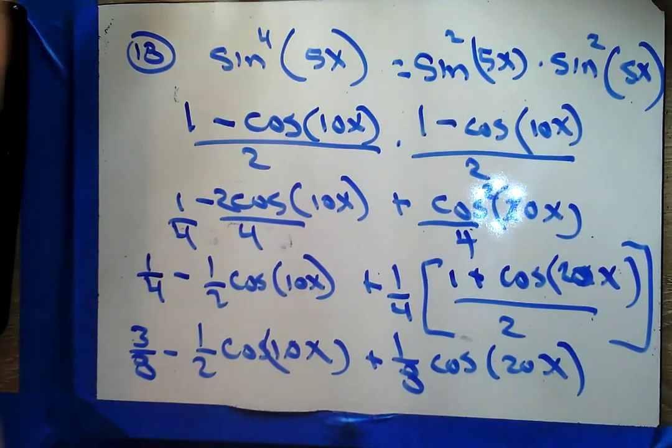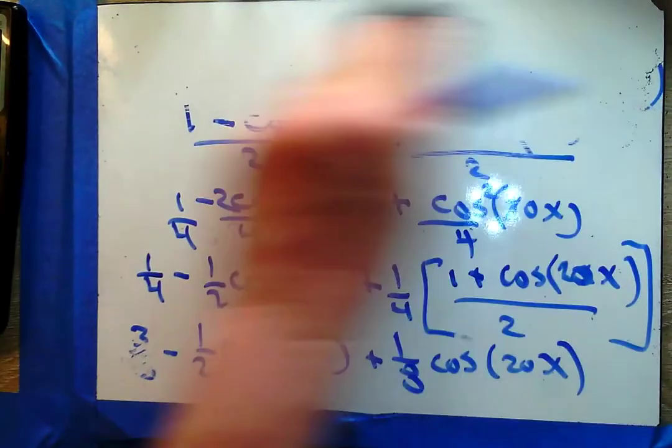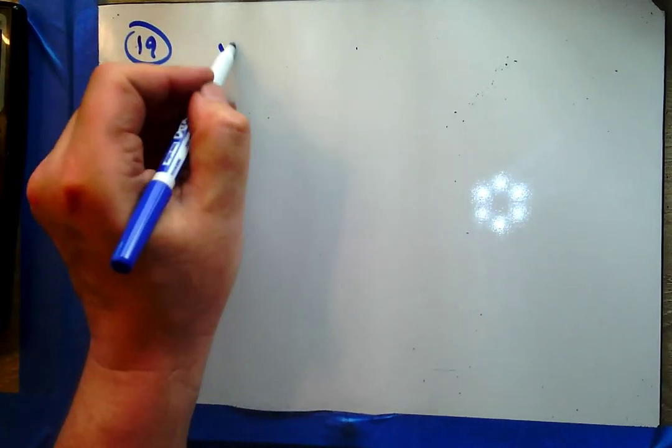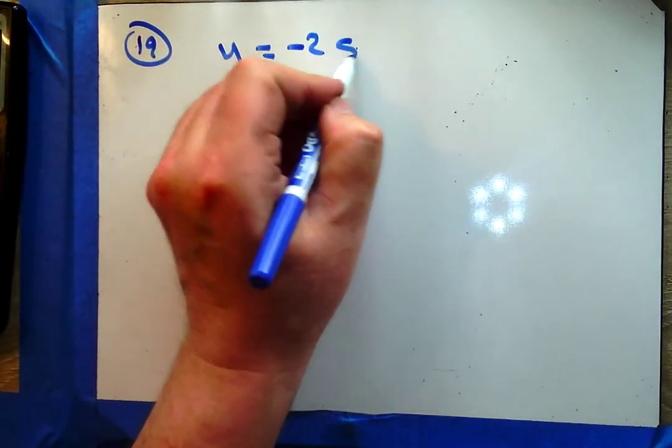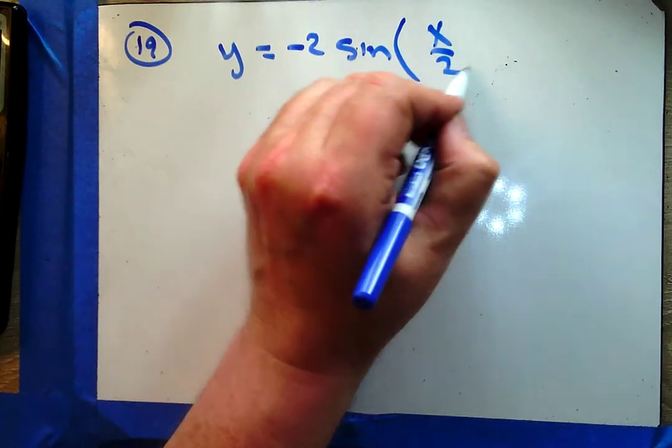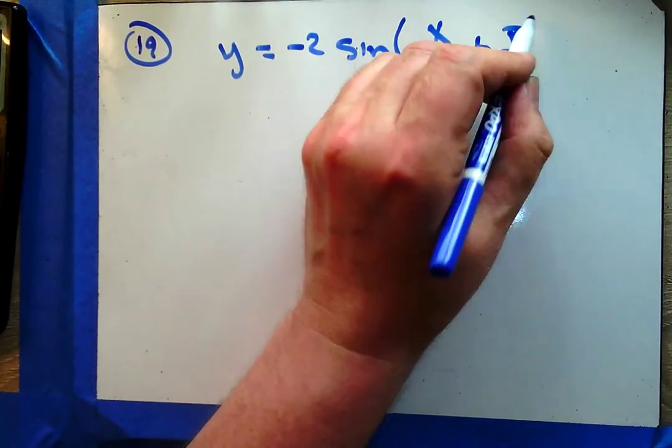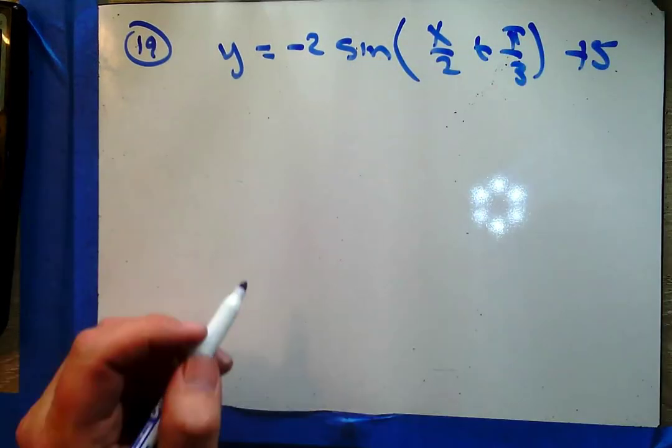All right, power reducing fun. No, not really, but we'll need it next semester. That's why we're doing it. Okay, problem 19 says graph y equals -2 sine x over 2 plus pi over 3 plus 5. Excellent.